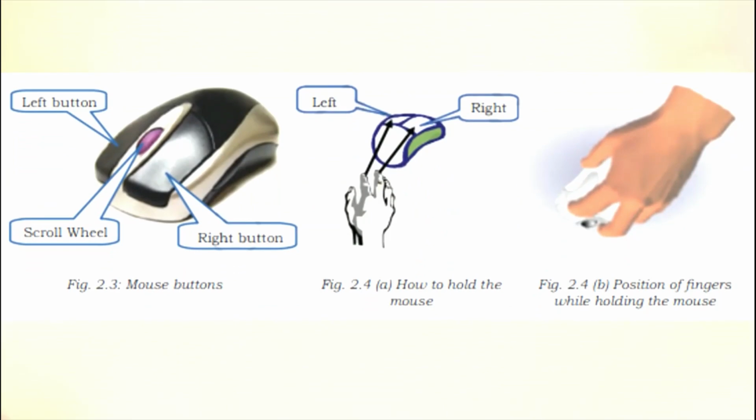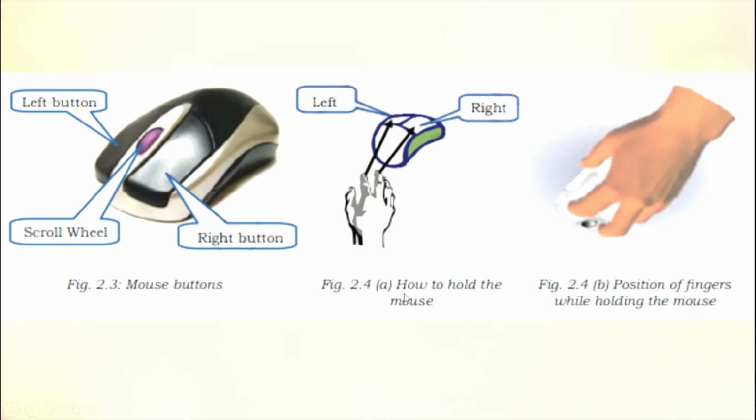Now see, there are three images. Figure number 1 is demonstrating the mouse buttons. This is the left button, this is the right button, and this is the scrolling wheel.